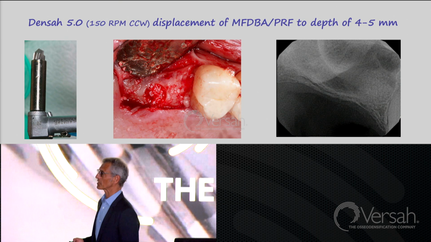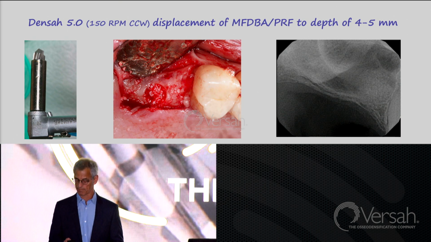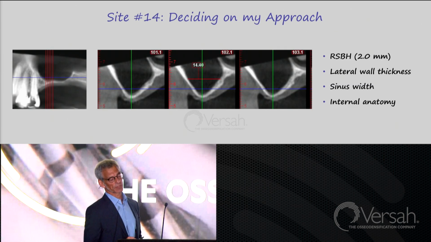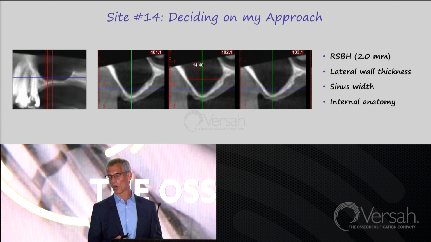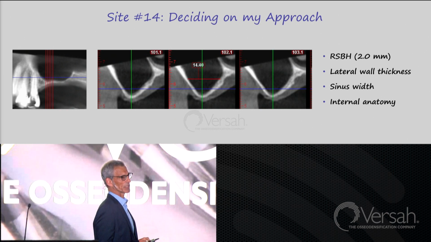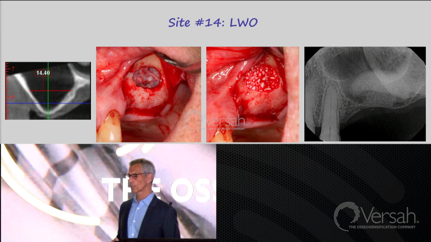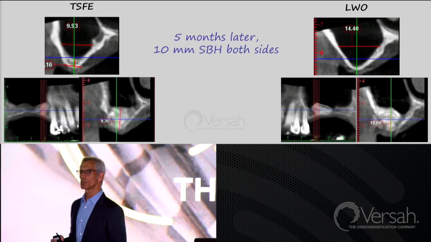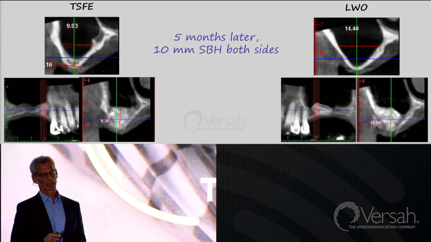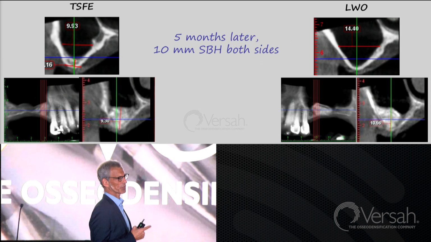There's the immediate post-op x-ray, and I wasn't that impressed with it. I said, I'm going to have to get more when I go back in. Let's go to the other side. Here we have 2 millimeters of subantral bone, a thinner lateral wall, a wider sinus, and an internal anatomy that I could elevate nicely with a lateral window. My lateral window, my sinus graft, and 5 months later, using 2 different approaches, I've got my 10 millimeters of bone. And this is how I practice day in, day out with my sinus procedures.